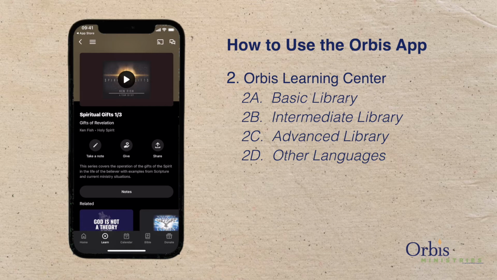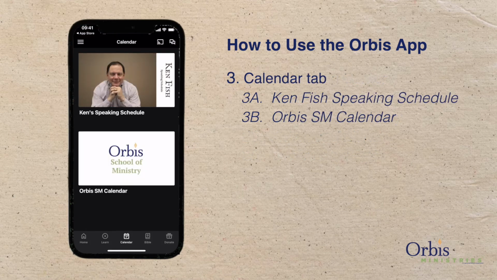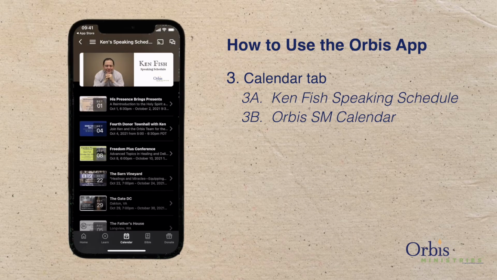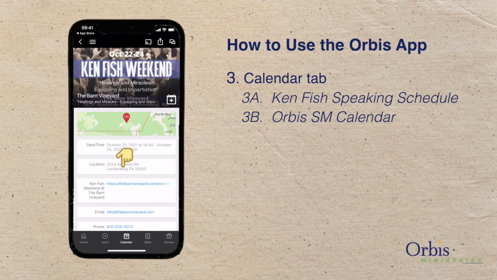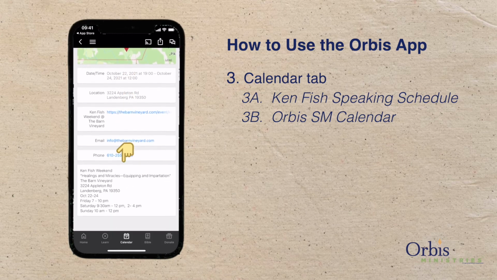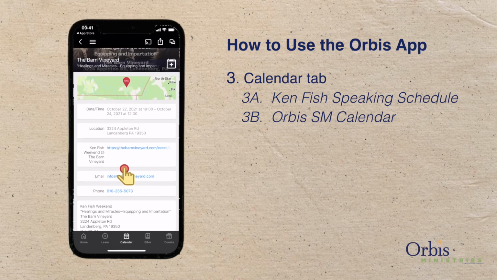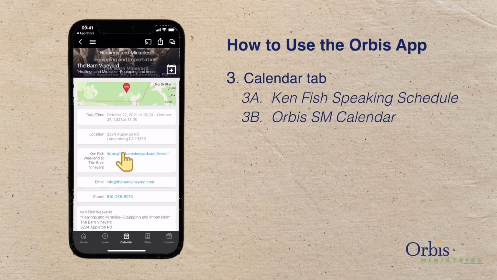The next tab is the Calendar tab, and this is where we have a breakdown of 2 different categories. We have the Orbis School of Ministry calendar, and we have Ken's speaking schedule. So let's dive into Ken's speaking schedule, for example, and look at what's in there. If we click into one of these, we see the location of the event. We have a basic itinerary, potentially, of the event, and maybe even links to more event information.